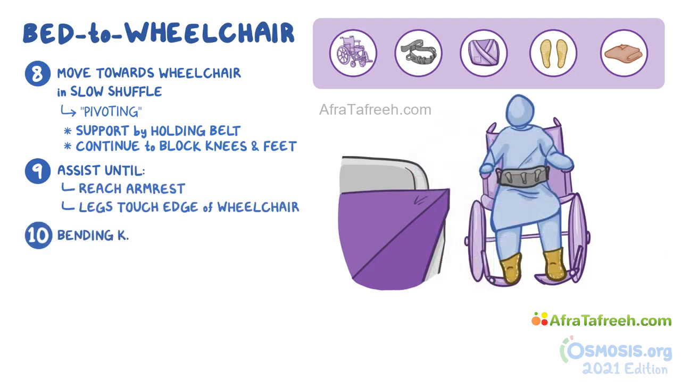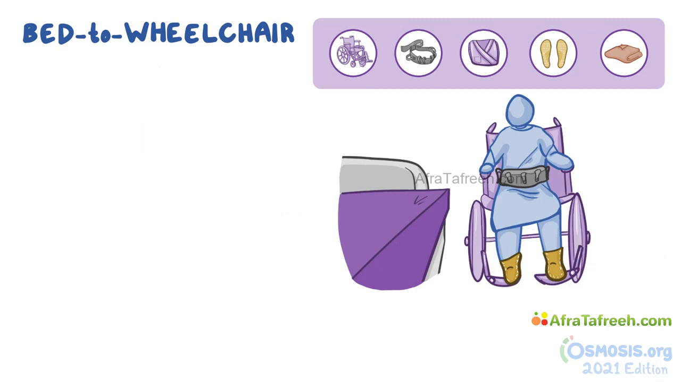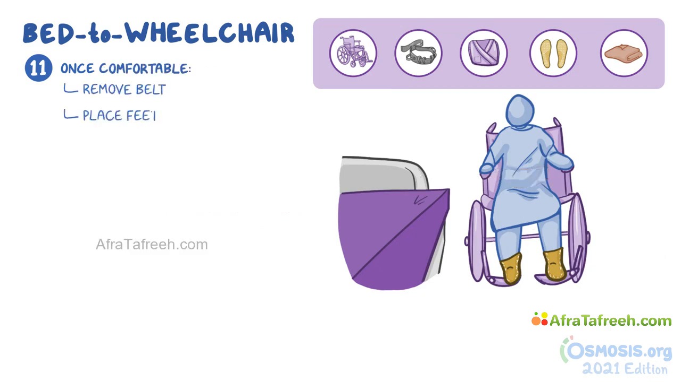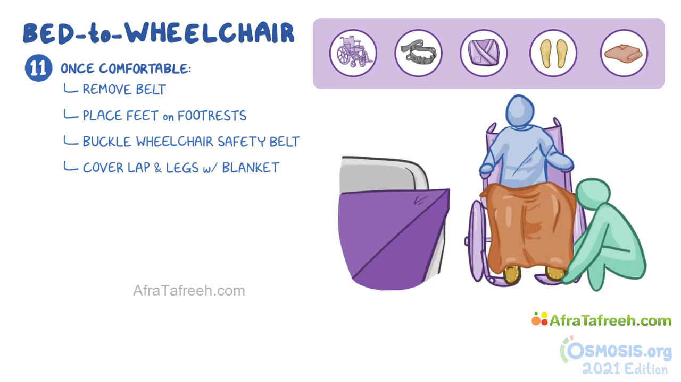Finally, by bending your knees, lower the person into the wheelchair. At the same time, the client can use the armrests for support. Once you make sure that the person is comfortable, remove the transfer belt, place the client's feet on the footrests, buckle the wheelchair safety belt, and cover the person's lap and legs with a blanket. To perform wheelchair to bed transfer, reverse the order of the previously described steps.